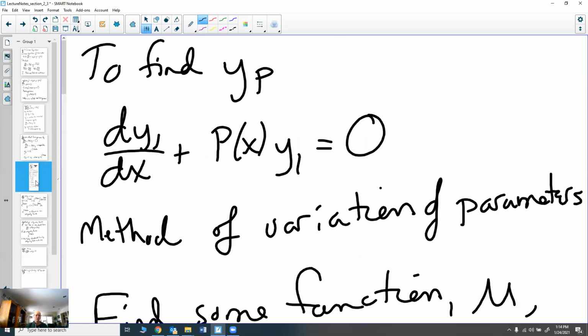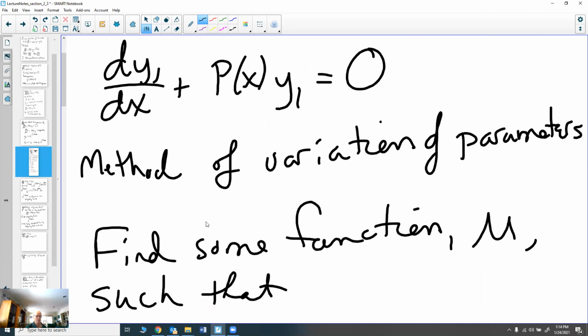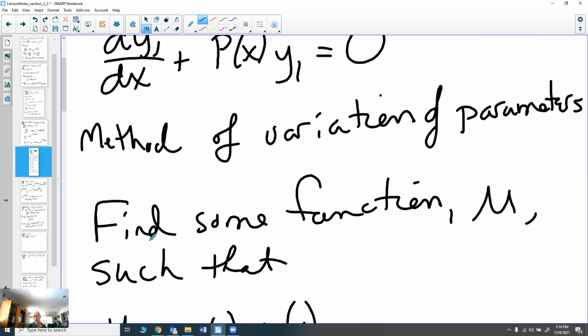So now to find the y sub p, we're actually looking at the derivative of y1 dx plus p of x times y1 equals 0. We know that because we just found y1 by being the solution to the homogeneous equation. So to find y sub p, we're going to use a method called variation of parameters. This method actually comes up later when we solve more complicated differential equations. And we're going to use it here too.